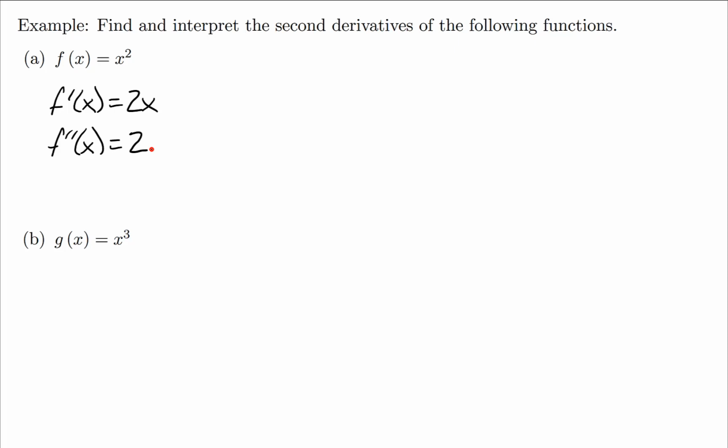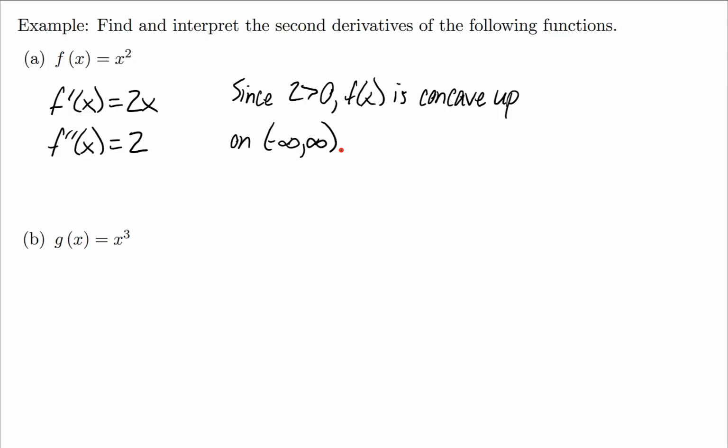But the second derivative is just 2. That's always positive. So if the second derivative is always positive, the function is always concave up. So it's concave up on the whole real number line, and it might be meaningful just to draw the function, f of x equals x squared. Notice that this graph is indeed concave up on its whole domain.